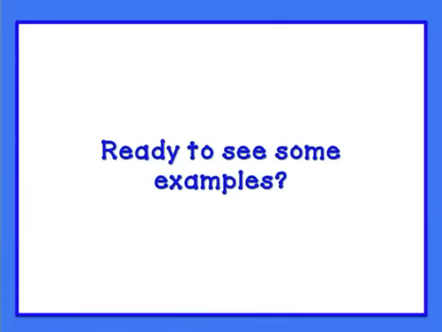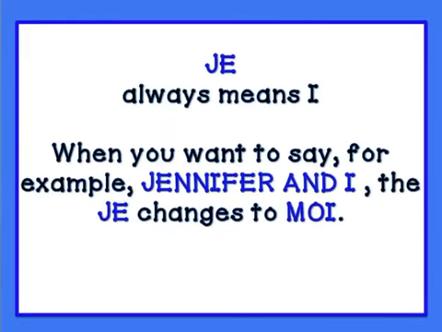Okay, so now I promised some examples. I'm going to go in and show you those. Let's start over again with je. So, je always means I. D'accord? Always means I. Now, pay attention to this, though, because when you want to say, for example, Jennifer and I, the je does change to moi. Moi. Okay, so you don't have the thing in French where you have to choose between Jennifer and I and Jennifer and me. It's always Jennifer et moi.